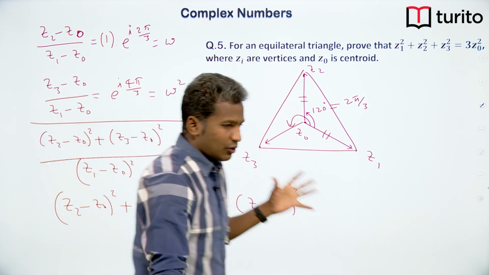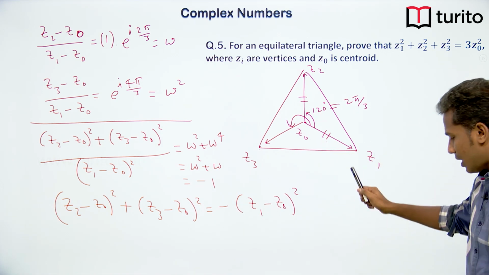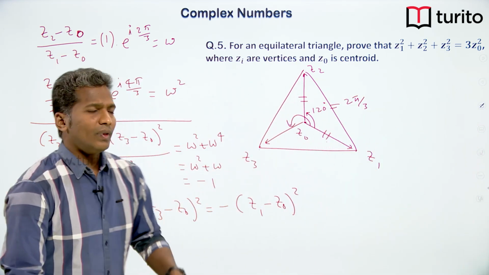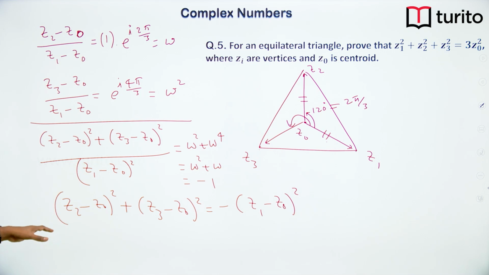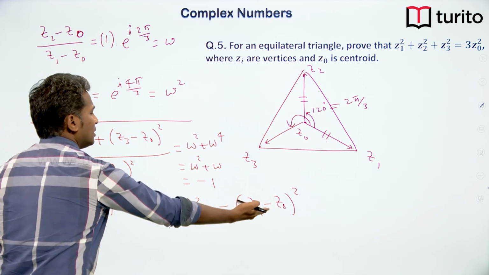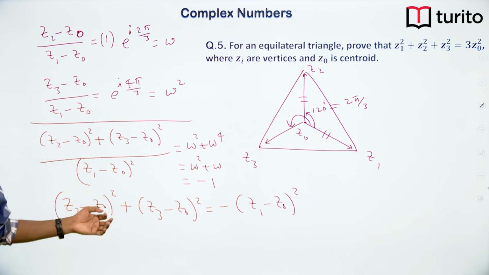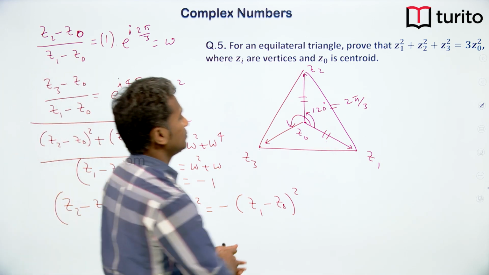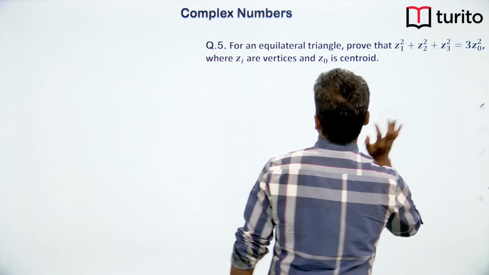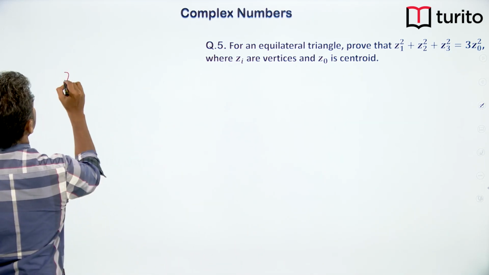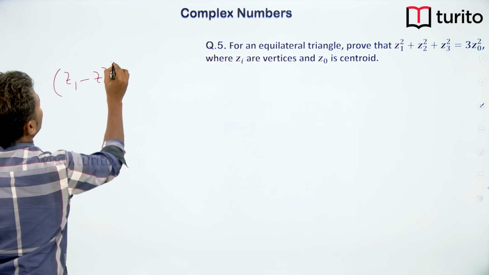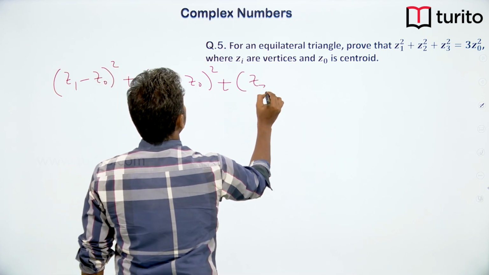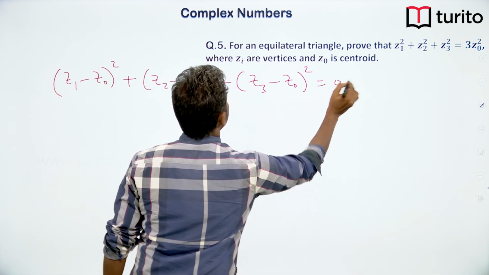If you are watching this, try to take a snapshot of this, because I am going to remove this completely. Now what we have to do is take the term in the RHS to the LHS and simplify it further. I will erase this and take only the last step and simplify it. So we got (Z1 minus Z0) square plus (Z2 minus Z0) square plus (Z3 minus Z0) square is equal to 0.